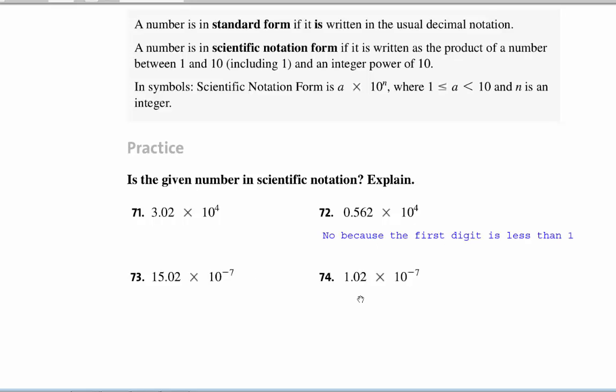So let's take a look at 74. Is the given number in scientific notation? Explain. And the answer is yes, because the first digit is between 1 and 10, including 1, right? So 1 qualifies. And it is a power of 10, right? 10 to the negative 7.